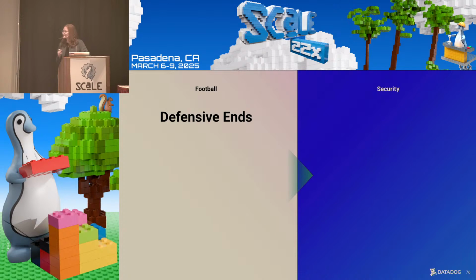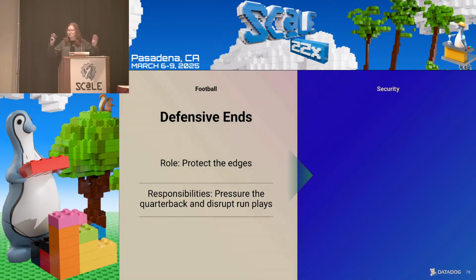So now let's talk about our defensive ends. And they are protecting the edges. So our defensive tackles, they were in the middle. Our defensive ends are on either side of them. And they're also trying to do the same thing as our defensive tackles. They're trying to pressure the quarterback and disrupt our run plays.